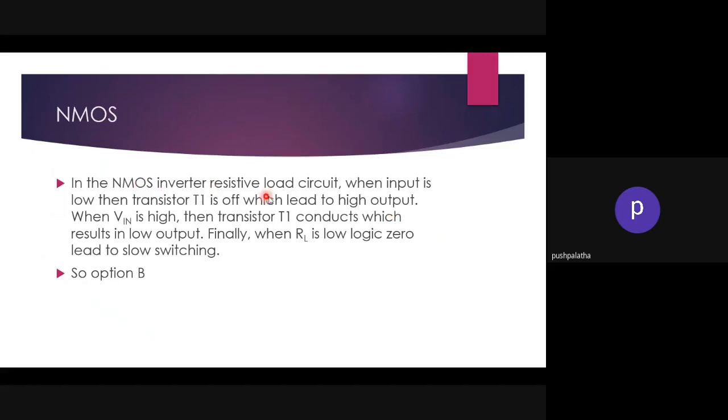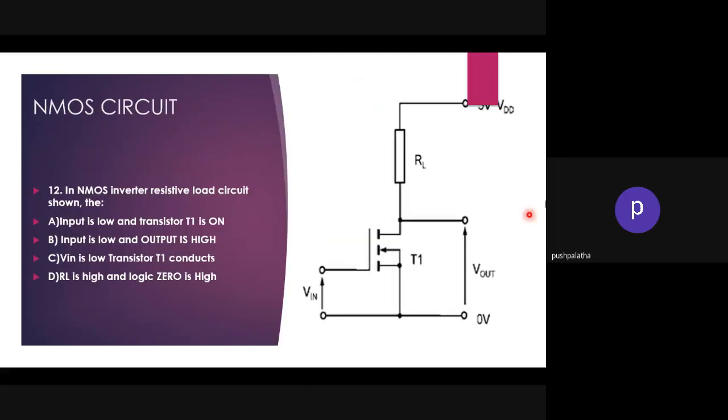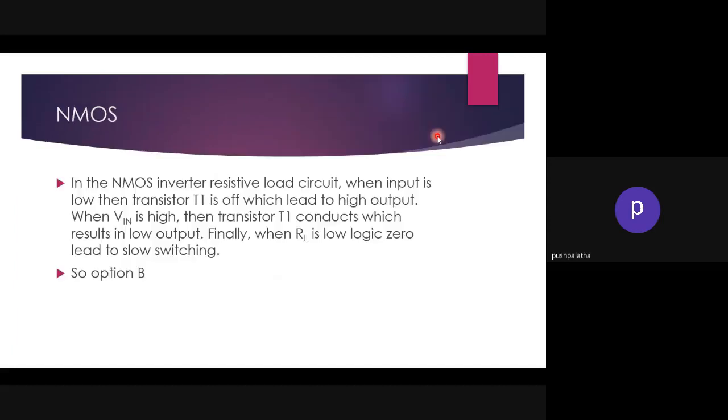In the NMOS inverter resistive load circuit, when input is low, then transistor T1 is off, which leads to high output. That means this output, whatever it may be, 5 volts or whatever it is. When Vin is high, the transistor T1 conducts, which results in low output. Finally, when RL is low, logic 0 leads to slow switching. So it is actually option D.